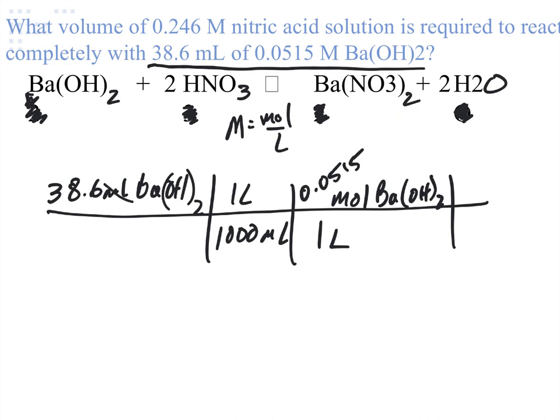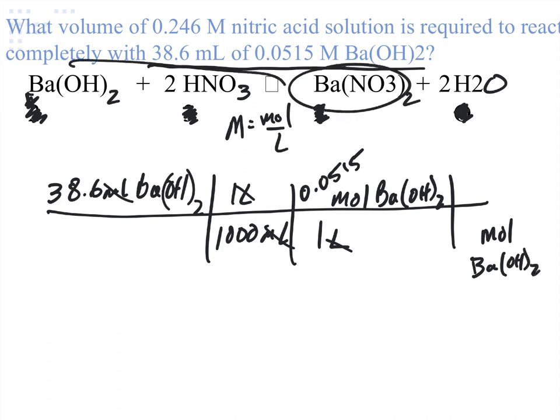Now, what I want to do is change that to moles of barium hydroxide. Now, if I look, my milliliters are canceling, my liters are canceling. I'm left with moles. I can put moles of the barium hydroxide here on the bottom. And on top, I can change from barium hydroxide. What am I doing? That's barium nitrate. You're losing your mind. I can change my barium hydroxide to my nitric acid.